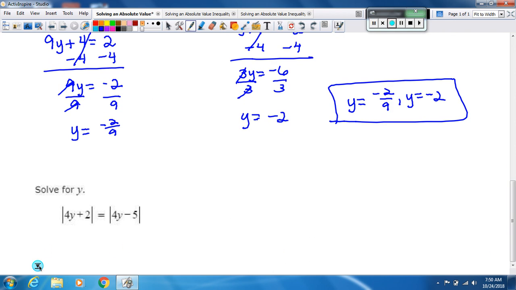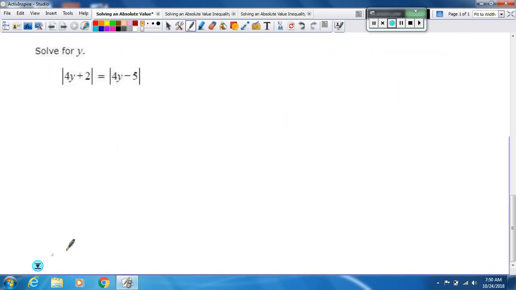Okay, on the next one, same thing. Because I have absolute values on both sides of the equation, I'm just going to go ahead and write the first one just like it looks: 4y plus 2 equals 4y minus 5. And on this one, I'm going to keep whatever's in front of the equal sign, leave it alone, change everything after it, so it's going to be a negative 4y and a positive 5.